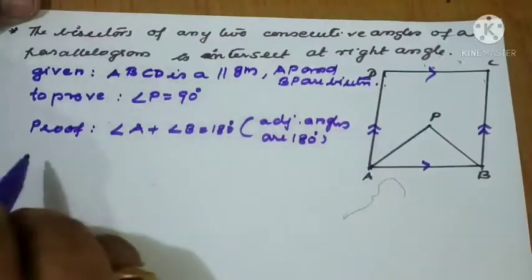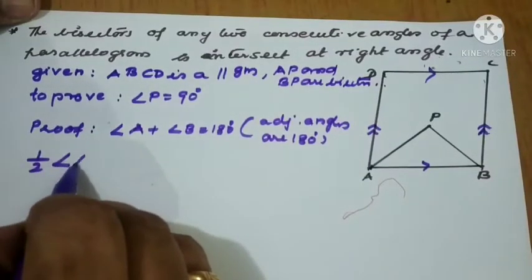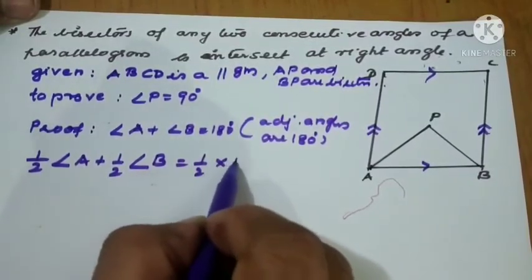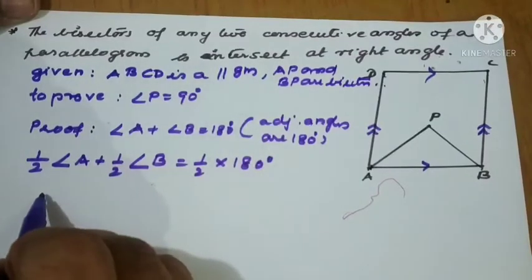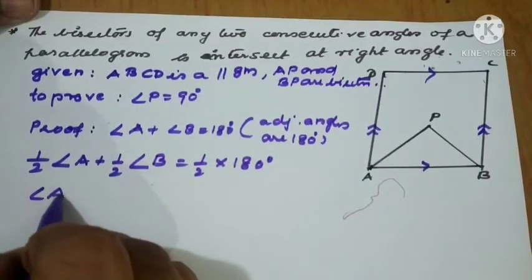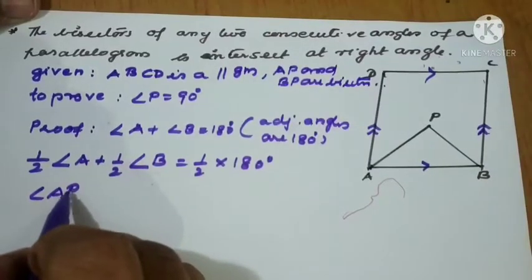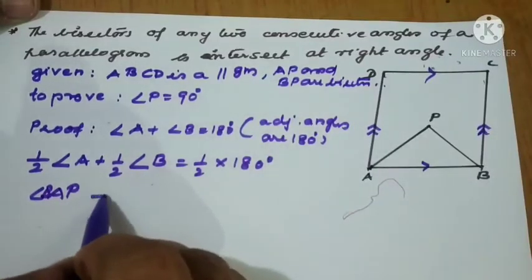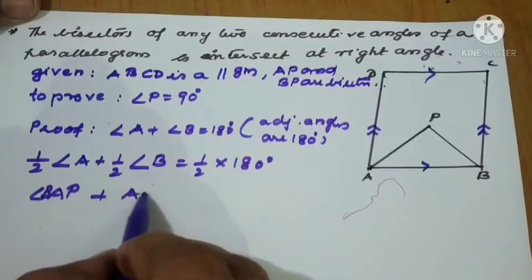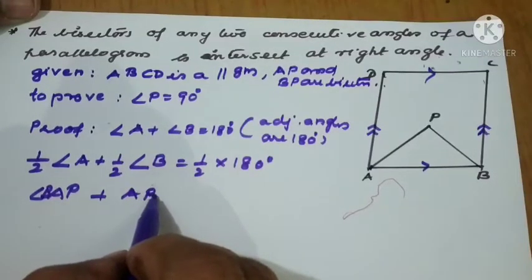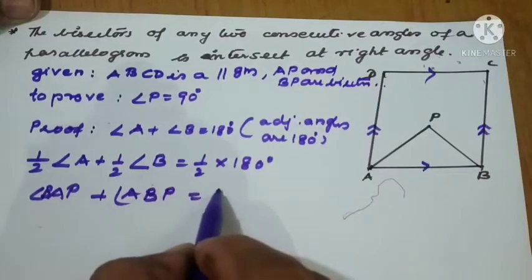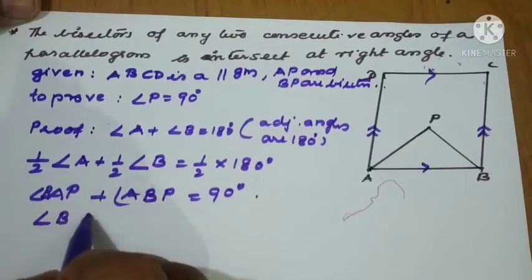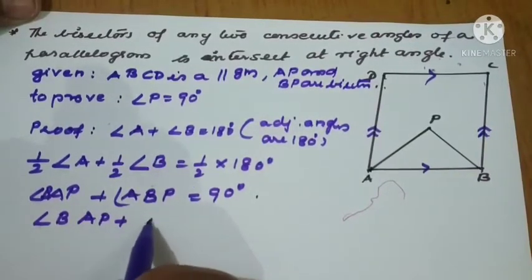Now since bisector properties, as usual we will go for half of angle A plus half of angle B equal to half into 180. Half of angle A means I'll write angle PAB plus half of angle B means it is angle ABP equal to 90. Angle BAP plus angle ABP equal to 90.